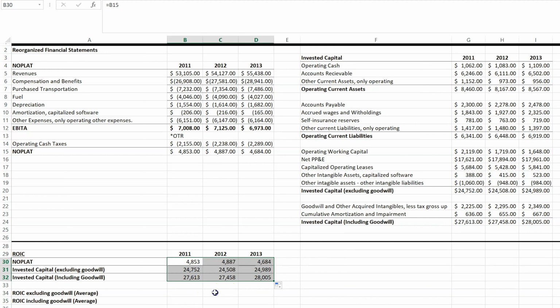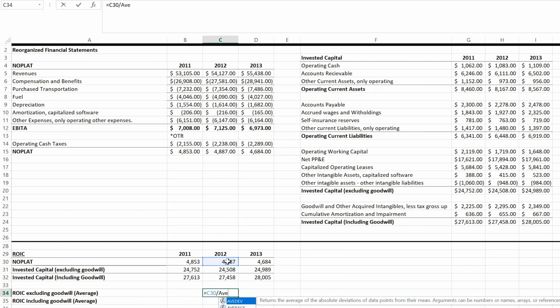Now to smooth out any effects that any major changes in invested capital can have on return, we're going to use what's called the average ROIC. And the average ROIC is the NOPLAT of the current year divided by the average of the previous 2 years invested capital.